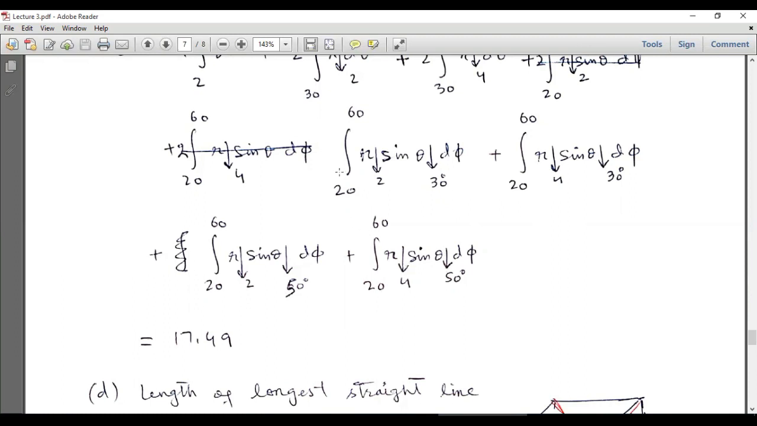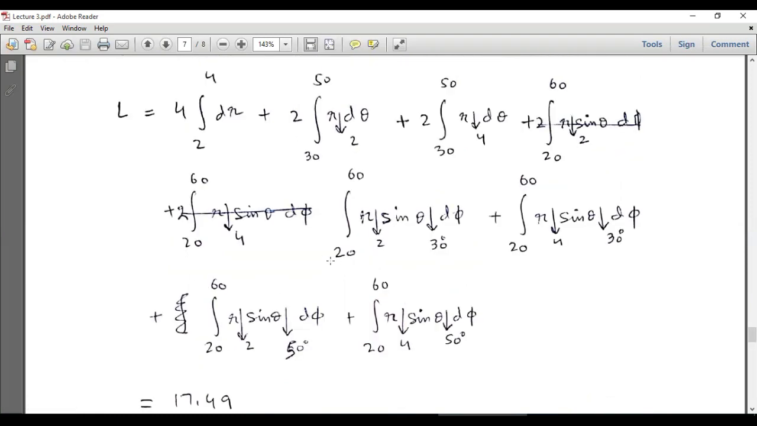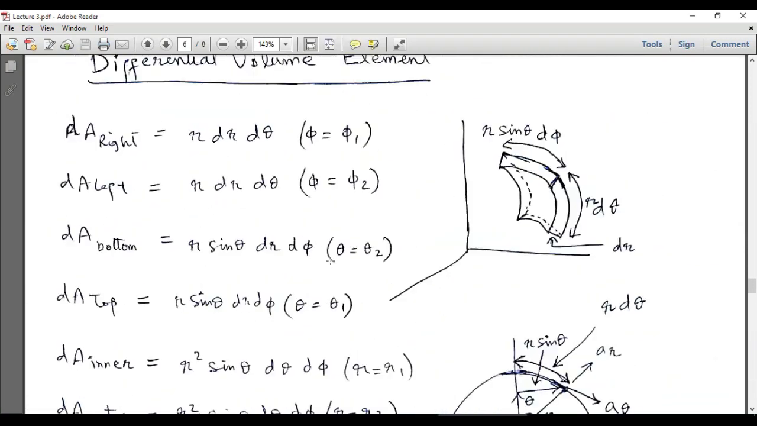And we have to just put the limits of phi, which are 20 to 60, and all these four components will have to be calculated individually and then added together, and finally we will get this answer. Okay, so I think that should not be too difficult. So this is r dθ. This is also r dθ. For the inner two edges, the value of r will be equal to 2. For the outer two edges, the value of r will be equal to 4.